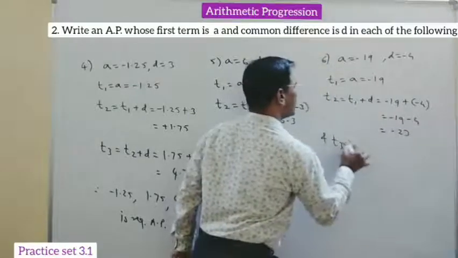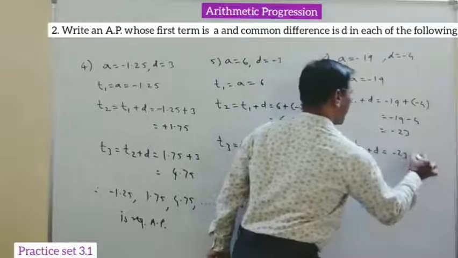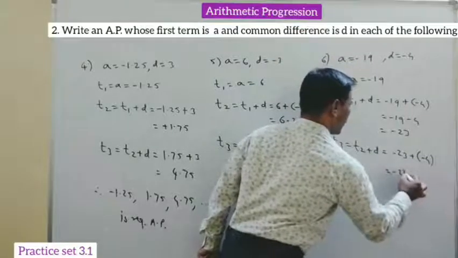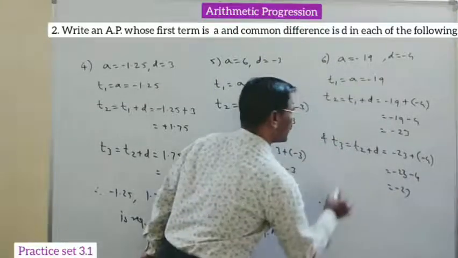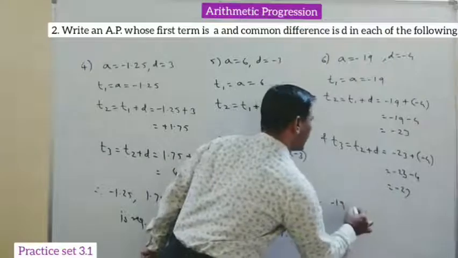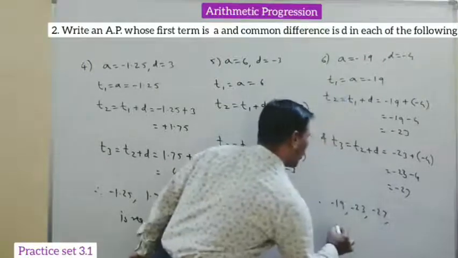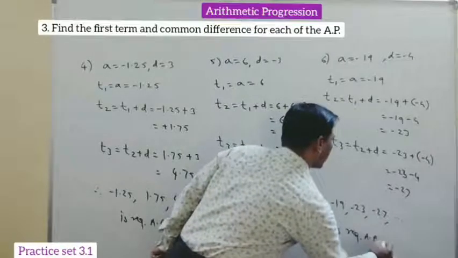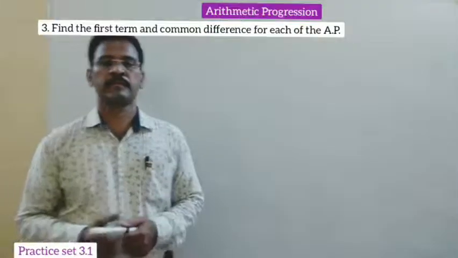And T3, that is T2 plus D. T2 is minus 23 plus minus 4. So minus 23 minus 4, here it is minus 27. Therefore the terms are minus 19, minus 23, minus 27 and so on, which is the required arithmetic progression. Okay, friends, like this we can solve.